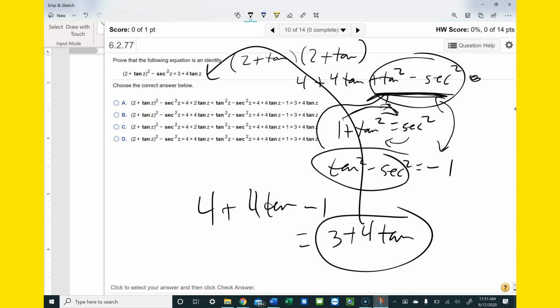Now let's look at the choices. I'm liking A. A looks pretty good. 4 plus 2 tan plus tan squared minus secant squared becomes 4 plus tan minus 1 becomes that. Yeah, A looks really good. Let me look at the others and glance at them real quick. This is wrong because that part's wrong. This is wrong because it put plus 1 instead of minus 1, which is almost like the mistake that I almost made. Again, that term is wrong. So choice A is correct.